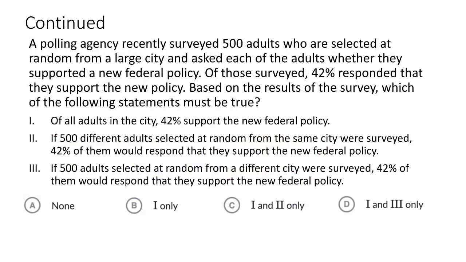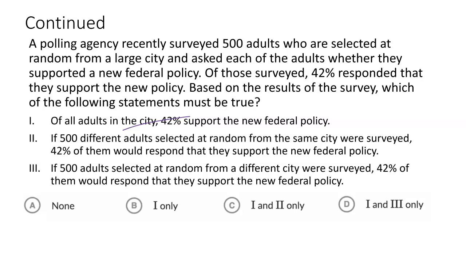Last but not least, polling agencies surveyed 500 adults selected at random from a large city. Of those surveyed, 42% responded they support a new policy. Based on the results, which of these must be true? If of all adults in the city, 42% support the new federal policy, well, that can't be true because we don't know for sure. They'd have to ask every single adult in order to get that.